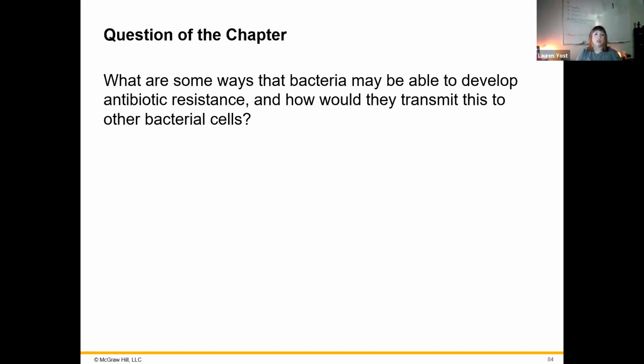All right, so here is your question of the chapter. I'll let you guys think through this one. What are some ways that bacteria may be able to develop antibiotic resistance? I did just mention that just now. And how would they transmit this to other bacterial cells? So actually go through that and answer that for yourself so you can understand it.